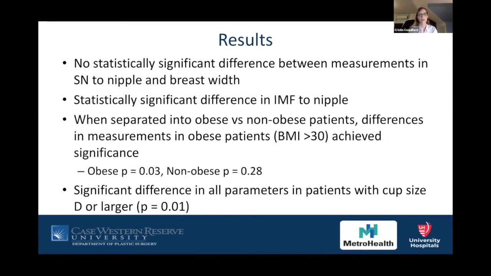So to summarize these results, again, no statistically significant difference between sternal notch to nipple and breast width. There was a difference in IMF to nipple. When we separated these into obese versus non-obese groups, however, in patients that were obese, all the measurements did become statistically significantly different. And we also found that when the cup size was D or larger, the measurements were also statistically significantly different.